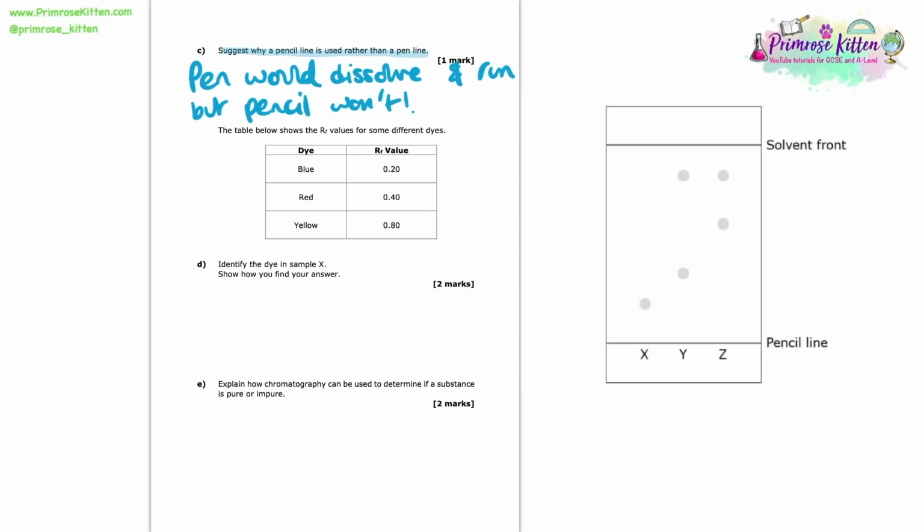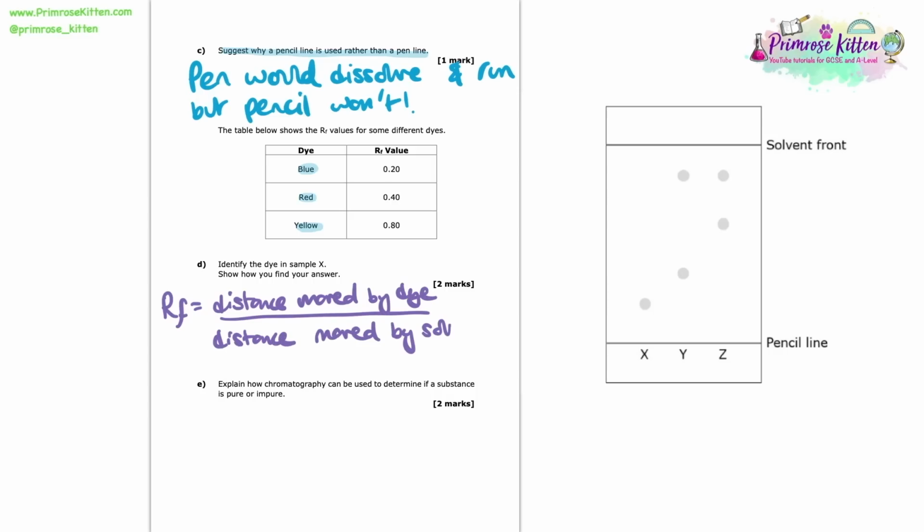The table below shows the RF values for some different dyes. So we've got blue, red, yellow. And in this question, part D, we're asked to identify the dye in sample X and to show how we find our answer. First things first, let's remind ourselves of the formula for the RF value. The RF value is calculated by taking the distance moved by the dye, or whatever substance we're looking at, and dividing it by the distance moved by the solvent.